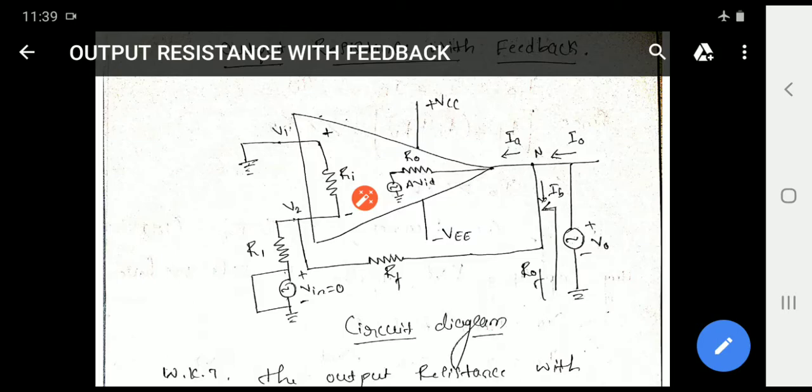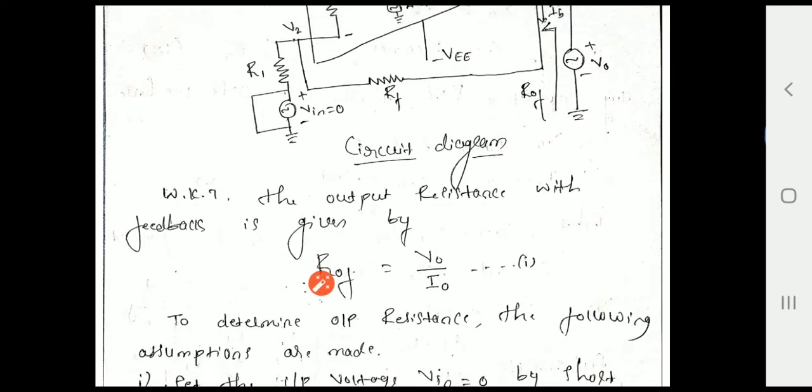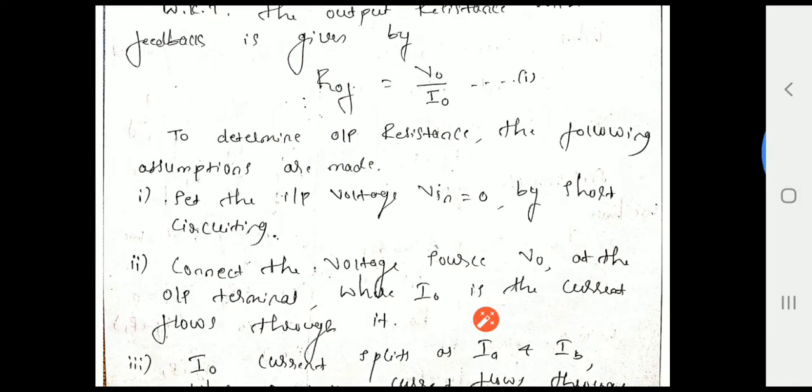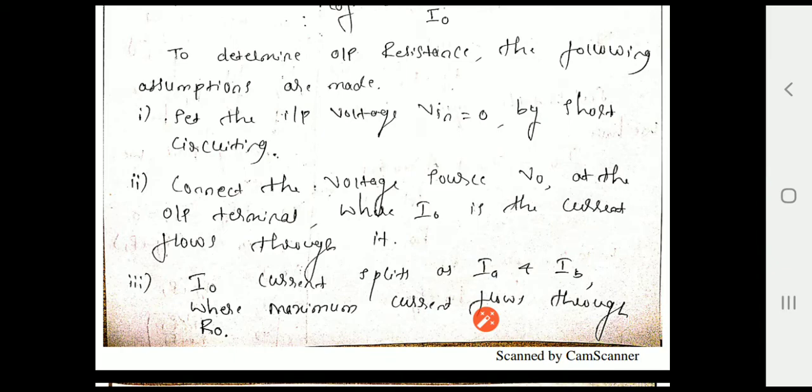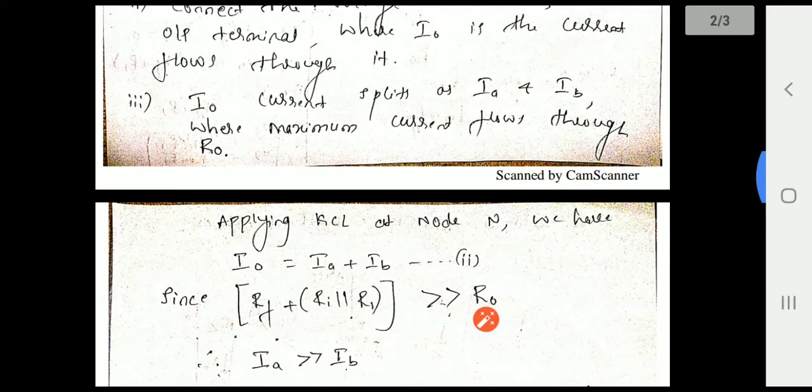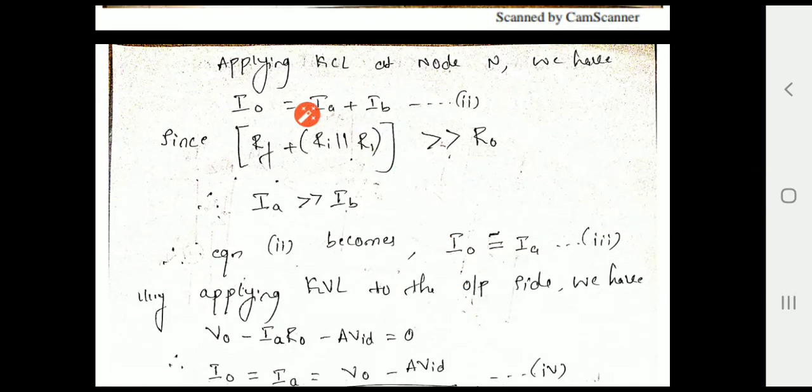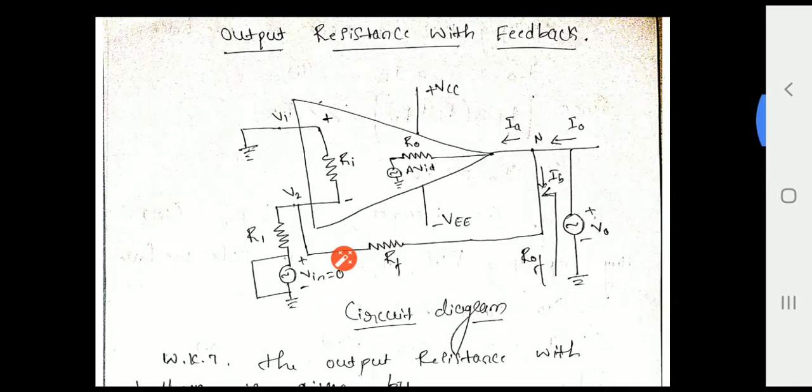Okay, so now by using this concept, we have to find the output resistance with feedback, which depends on V0 divided by I0, which is written here. The output resistance with feedback is given by ROF equals V0 by I0. These are the assumptions we have made to measure the output resistance, which I explained already. Now I will apply the KCL at node N. If I apply the KCL at node N, I will get I0 equals IA plus IB, because I0 is the current entering here.